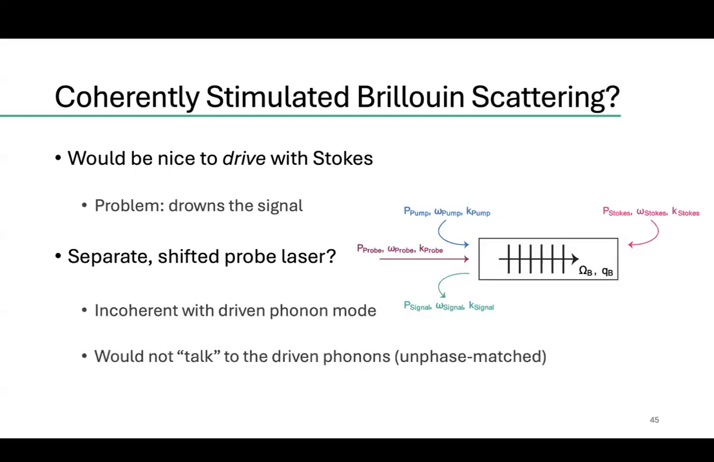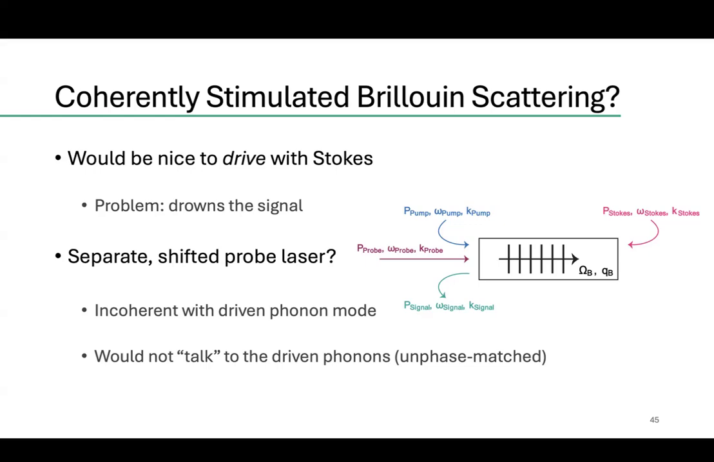Okay, so maybe we can get a little bit clever and introduce a new laser, a new optical field. Maybe we can have the pump and the Stokes pummeling this acoustic field, driving up the phonons, right? And then we'll introduce a probe which is shifted in frequency a little bit to interact with the driven phonon. Then we collect this shifted backscattered probe light, shifted a little from the Stokes, so we can distinguish. Well, the problem is that in general, it would not be coherent. The process would not be phase matched, and the two would not talk to each other.